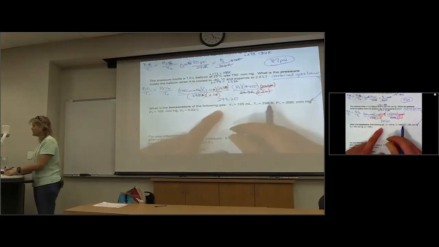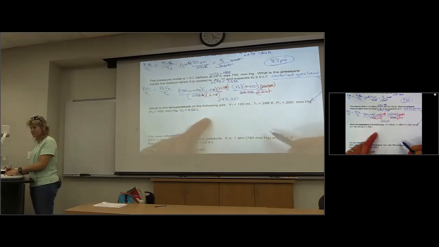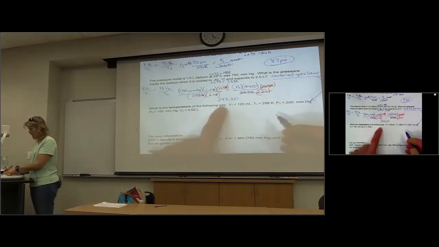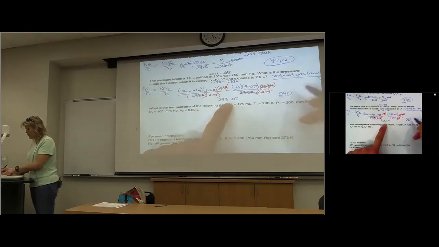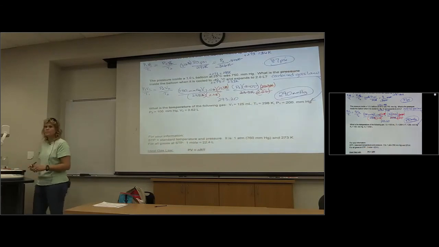Let's figure out significant digits. Go back to original numbers. How many? 2. How do I round this? 290 with no decimal, and what am I solving for? Millimeter mercury. Yes or no? Does that make sense? Okay, do the next problem.